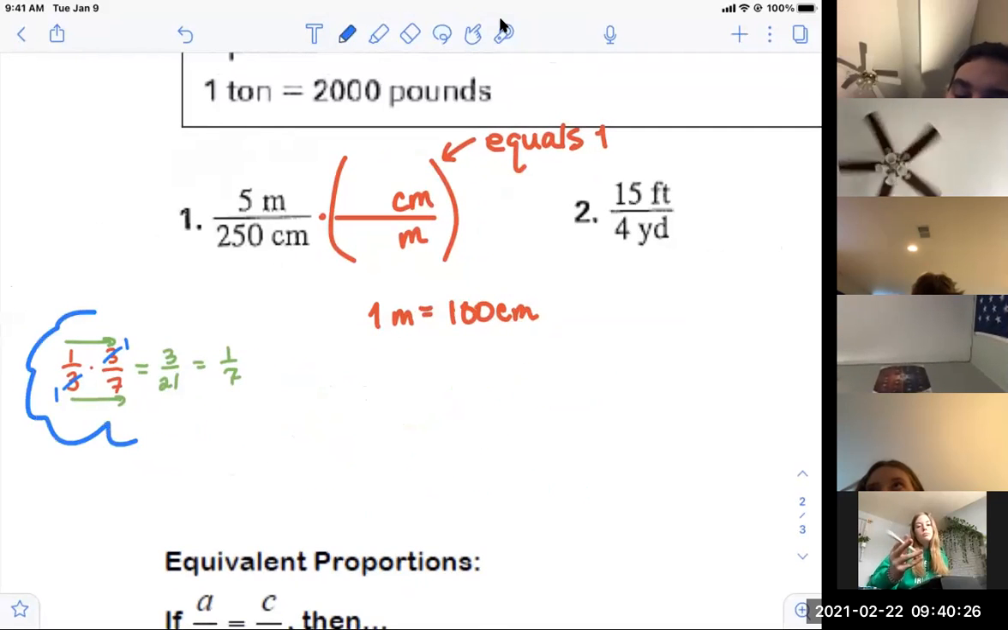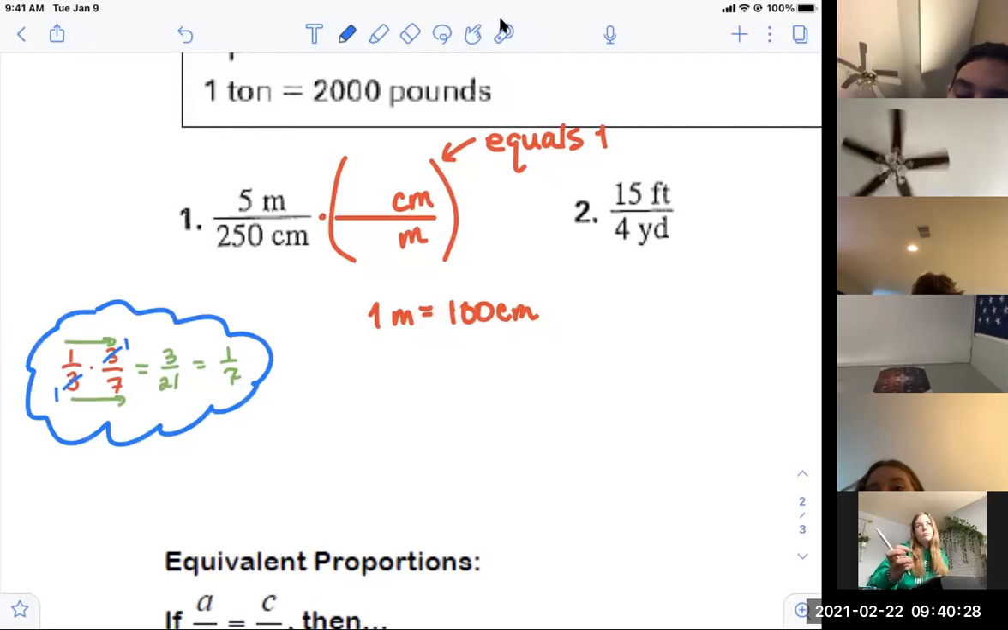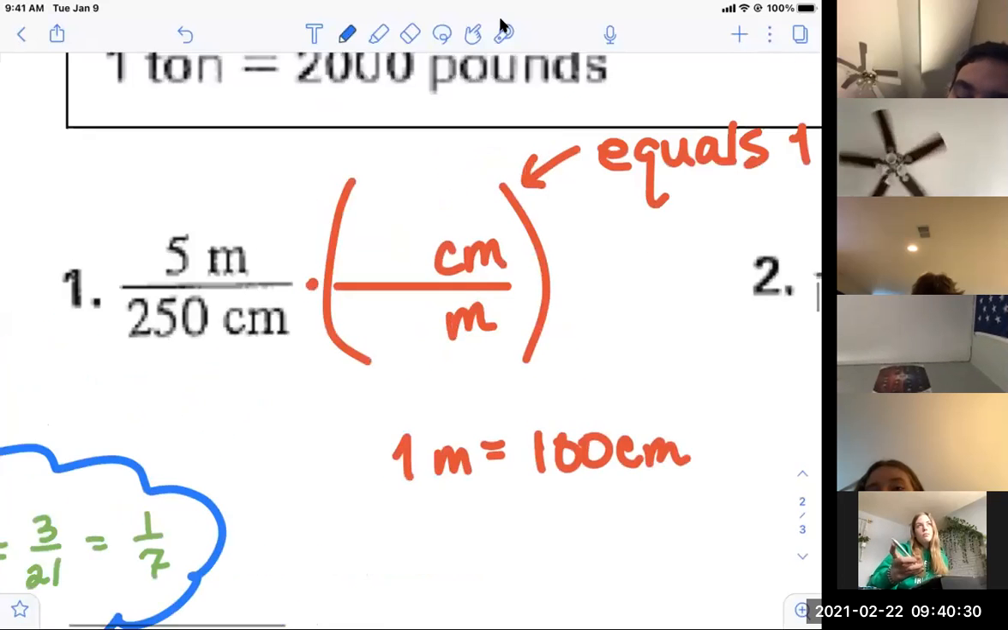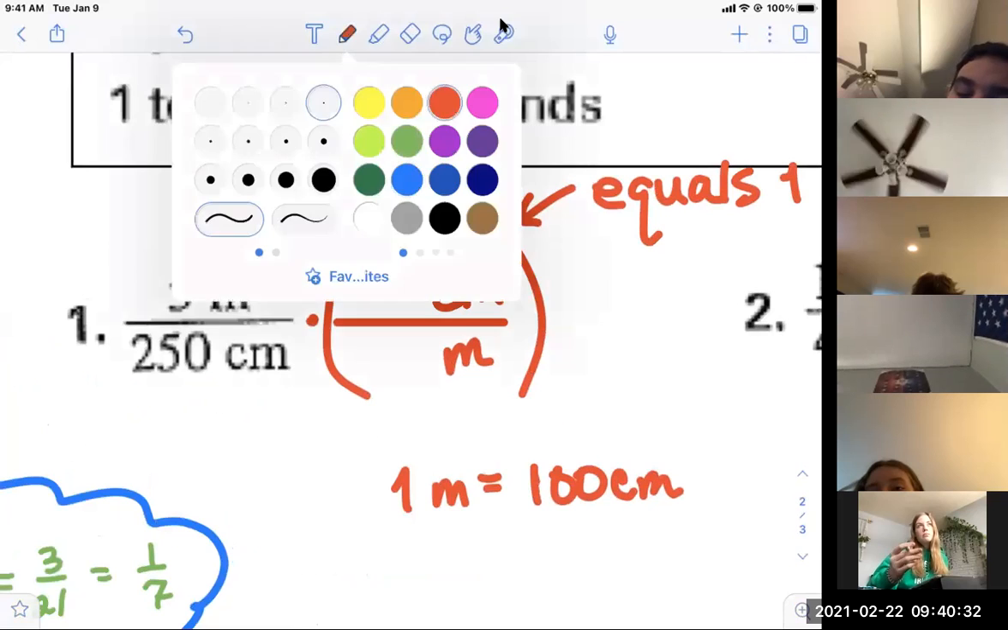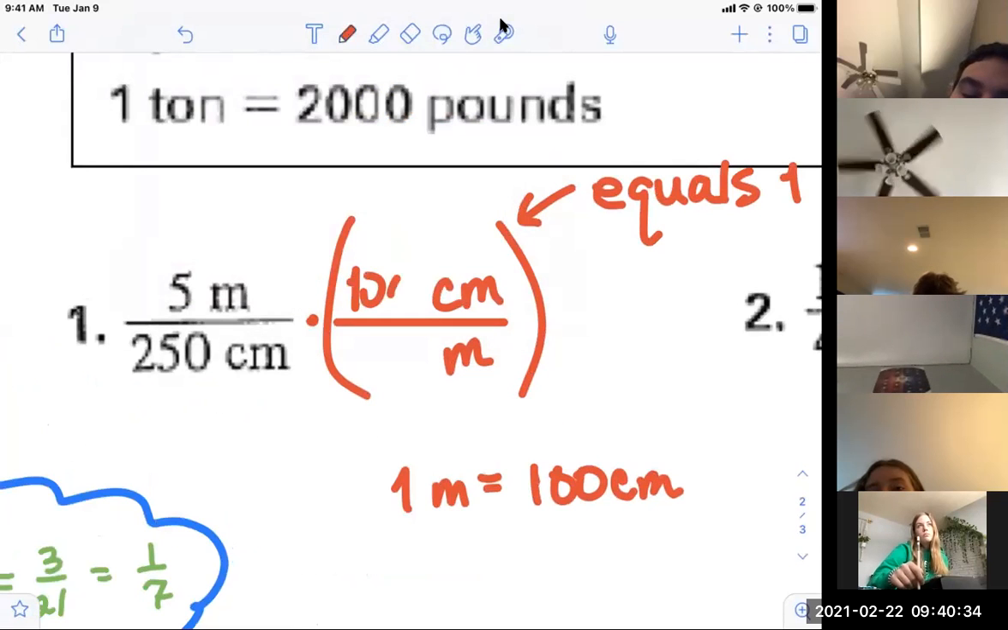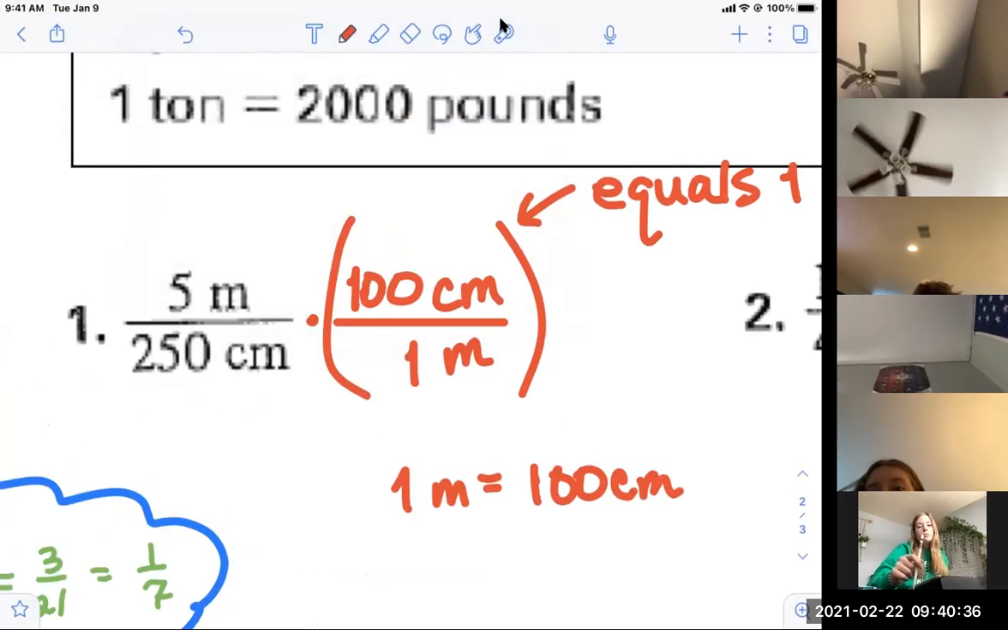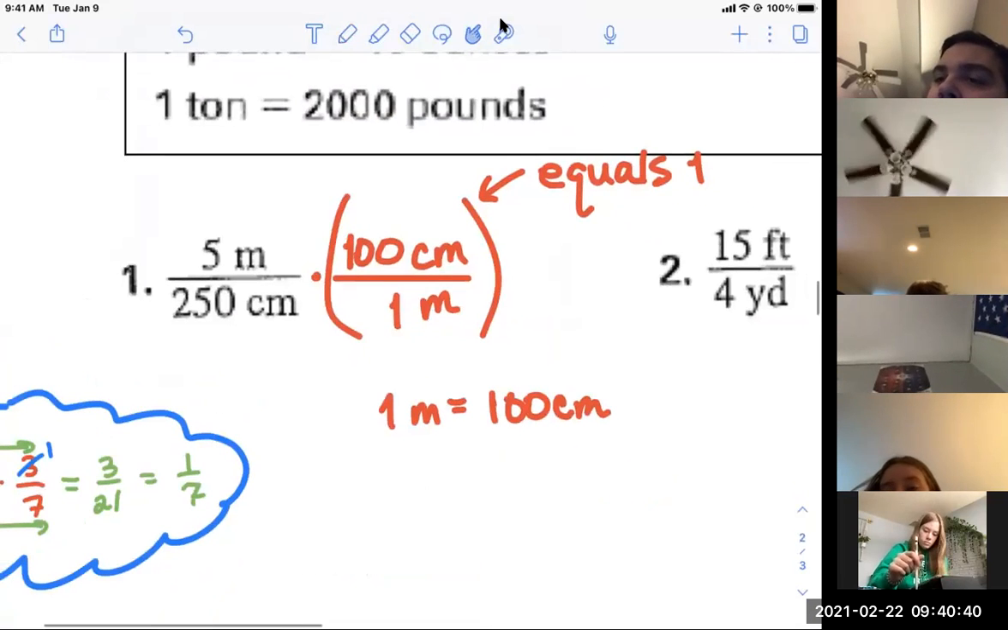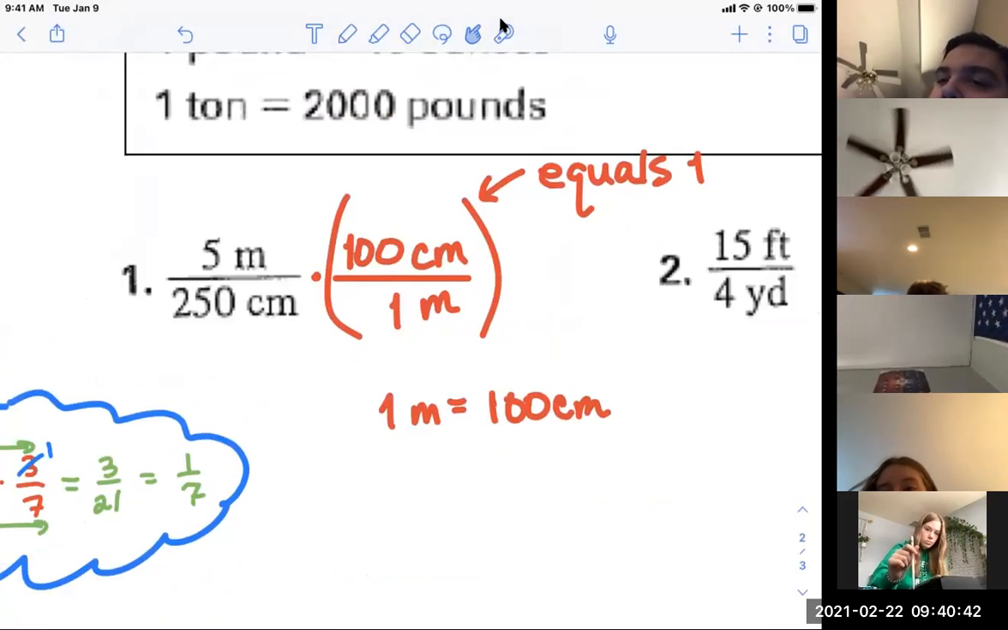That's what we're doing on this one, right? So Jerron said we want the centimeters to be on the top and the meters to be on the bottom. Now, again, this is supposed to equal 1. So I want to say there's 100 centimeters over 1 meter. That's equal to 1 because they're the same amount. Okay, a number divided by itself is equal to 1.